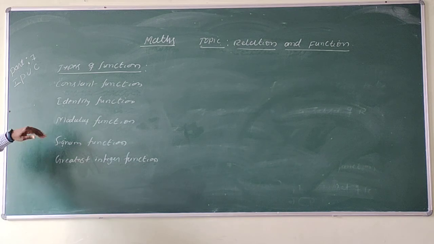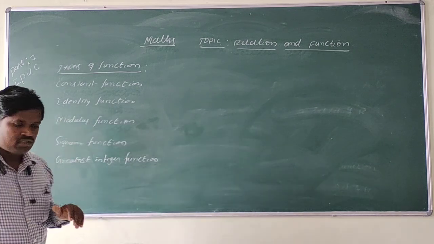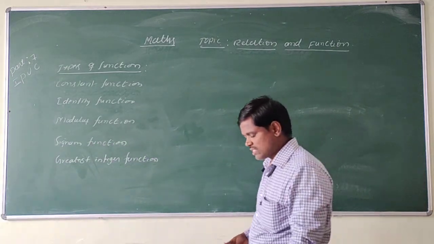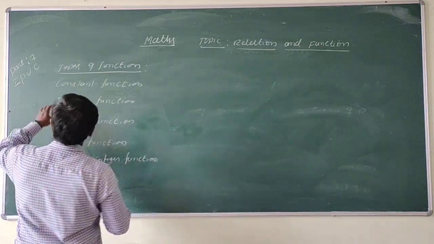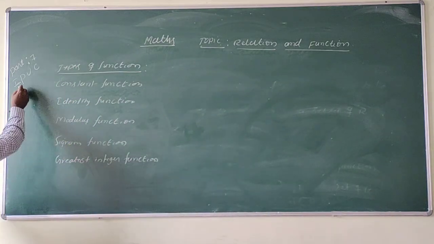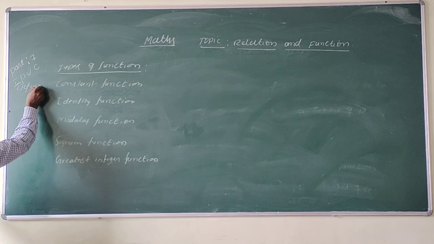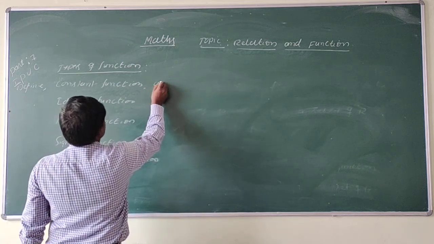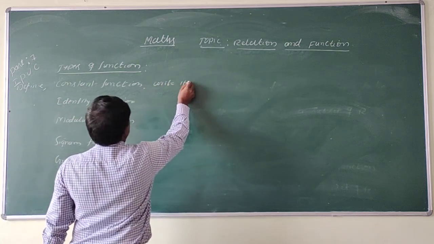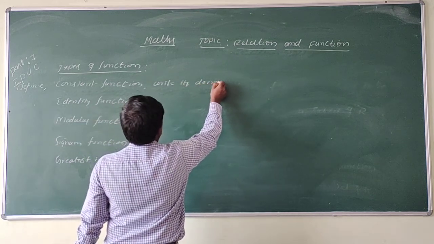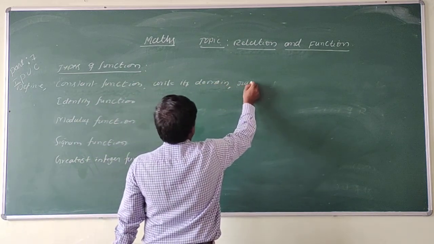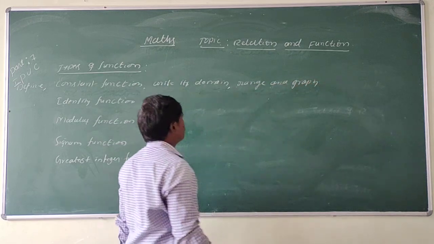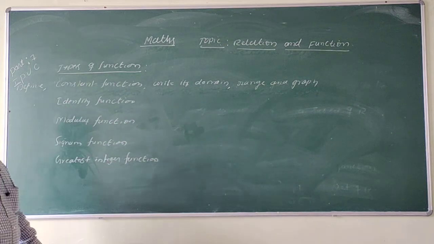Okay, so of these, one question is compulsorily asked every year. There are questions like this: define constant function, write its domain, range, and graph.